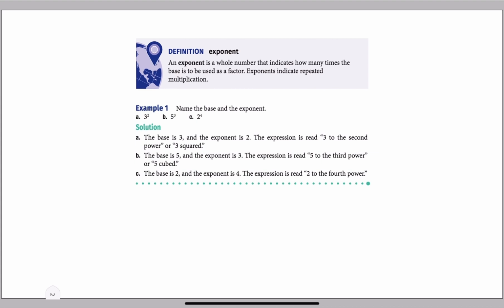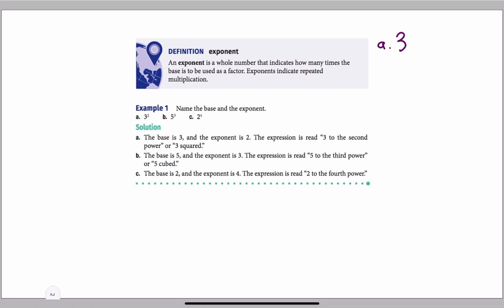The first thing we want to do is define what an exponent is. An exponent is a whole number that indicates how many times the base is to be used as a factor. Remember, factors are multipliers. Exponents indicate repeated multiplication. So let's look at some examples. Let's look at A.